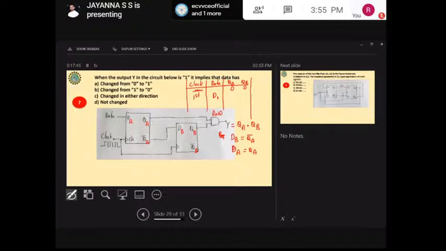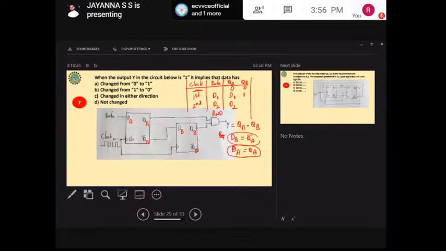For that, since QA is equal to DA, what is QA? I am going to get D1 here. Next, what is DB here? You can see that DB is equal to QA bar. What is QA bar? Here QA was 0, so it will be 1. Next, coming to the second clock, think that the data is D2. Since DA is equal to QA, we are going to get the same D2 here.